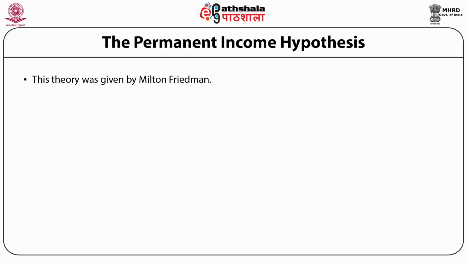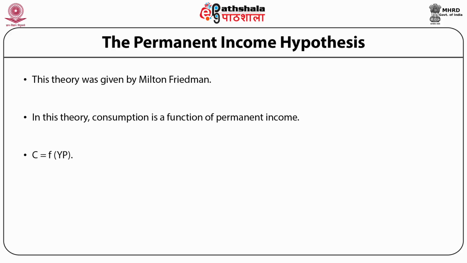Milton Friedman rejected the earlier two theories of consumption, that is, Keynesian consumption theory and the consumption theory given by Duesenberry. According to Milton Friedman, consumption depends on permanent income, not current income. In this theory, consumption is a function of permanent income. That is, C is a function of YP, where C is consumption, YP is permanent income, and this relationship is a proportional relationship. Now the next question is, what is this permanent income and how is it different from current income?